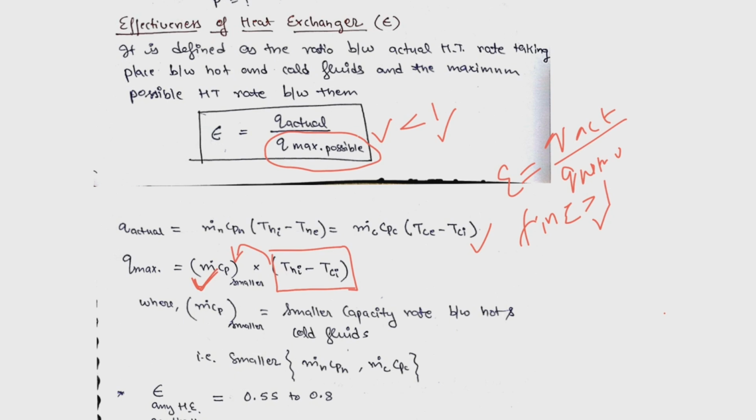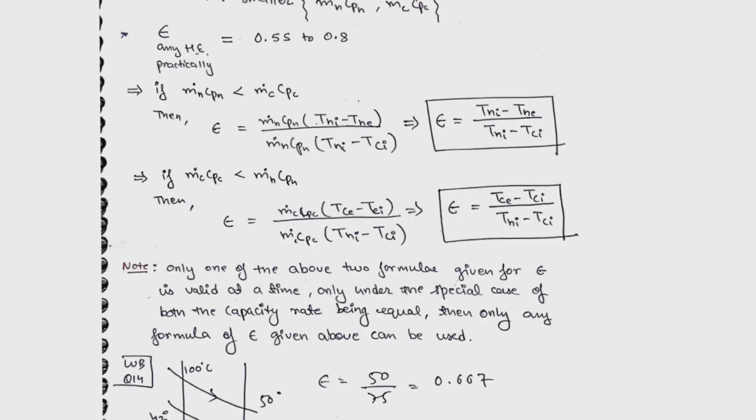M dot Cp smaller and m dot Cp larger come from a comparison of m dot h Cph and m dot c Cpc. Whichever is smaller is called m dot Cp smaller, and whichever is larger is called m dot Cp larger. In this formula you should substitute whichever is smaller, either m dot h Cph or m dot c Cpc.